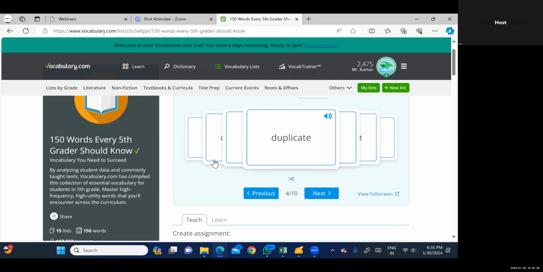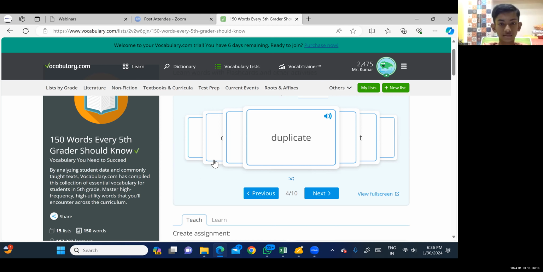Ayan. Duplicate. Not duplicate. Like say student. Say student. Not student, like student. Yes. Duplicate.